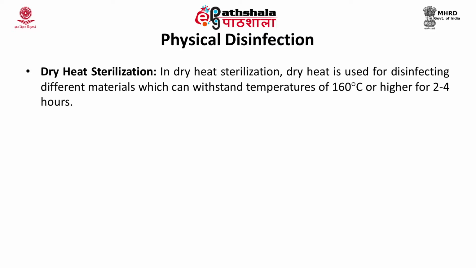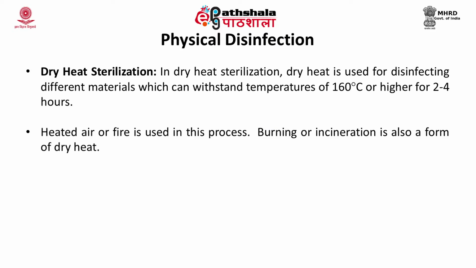In dry heat sterilization, dry heat is used for disinfection of different materials which can withstand temperatures of more than 160 degrees C or higher for 2 to 4 hours. Hot air or fire is used in this process. Burning or incineration is a form of dry heat.